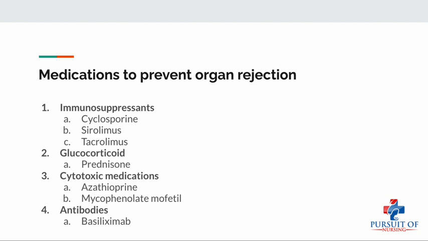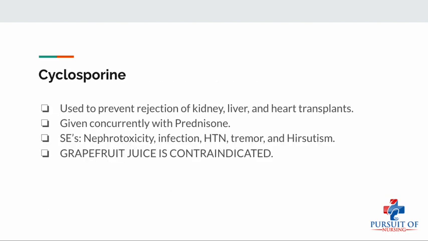Medications to prevent organ rejection. They may be used individually or in combination with one another. So you have your immunosuppressants, glucocorticoids, your cytotoxic medications, and then antibodies as well. Immunosuppressants and your steroids are going to be used most frequently, but they can all be used in combination with one another.